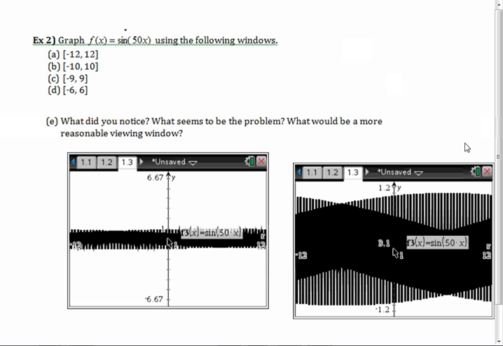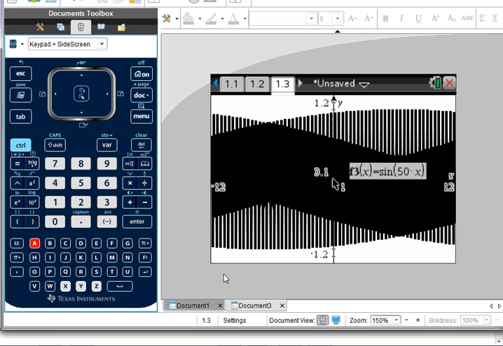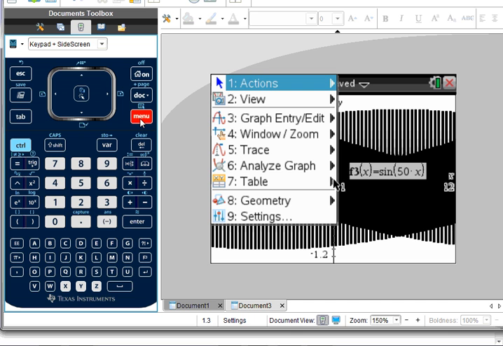Okay, what's the next one I want to try? Grant, you're supposed to help me. Was it negative 1 to 1? Was that the next one? I'm sorry, what? Negative what? Oh, okay, why don't we zoom trig? What does that do? So menu, window.